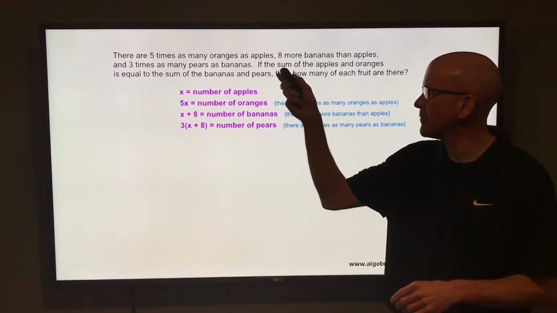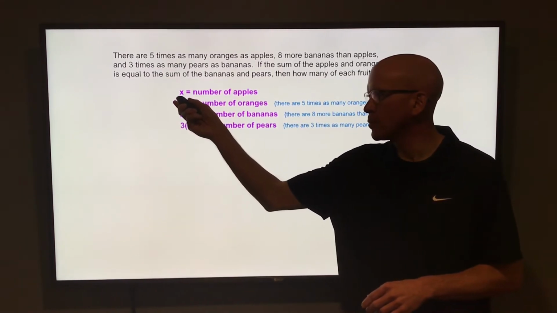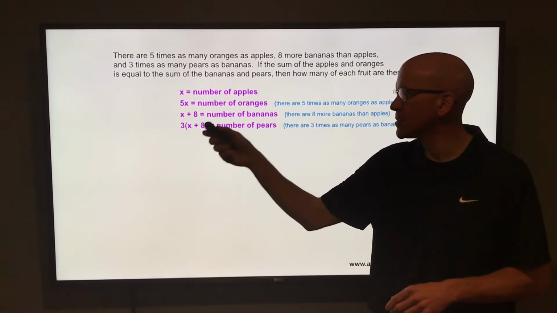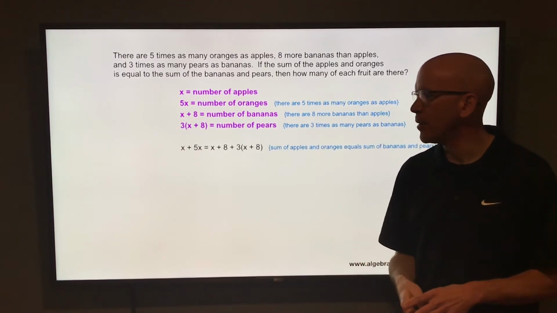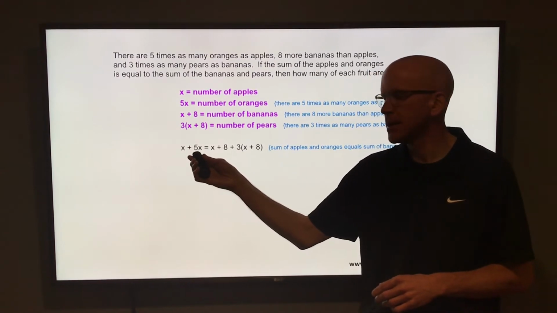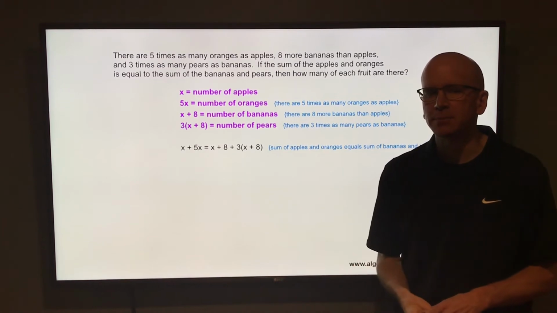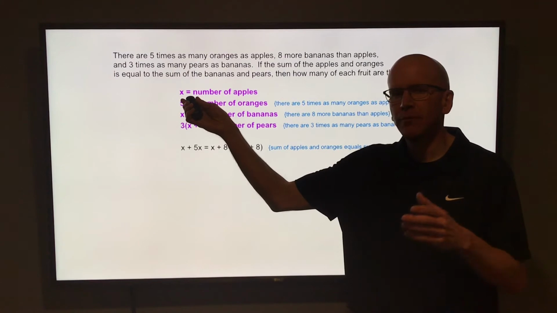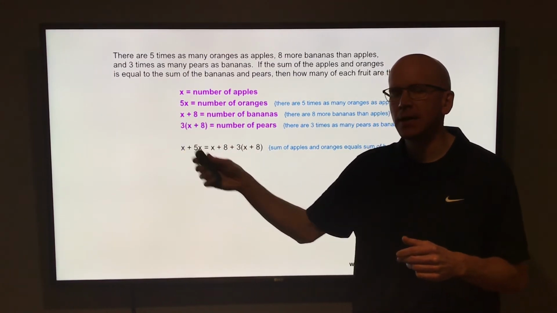And finally, it says the sum of the apples and oranges, which would be x plus 5x, is equal to the sum of the bananas and pears, x plus 8 plus 3 times (x plus 8). So once again, x plus 5x equals x plus 8 plus 3 times (x plus 8). If we solve that for x, you'll know how many apples there are, and if you know how many apples there are, x, then you can find 5x, you can find x plus 8, and you can find 3 times (x plus 8).